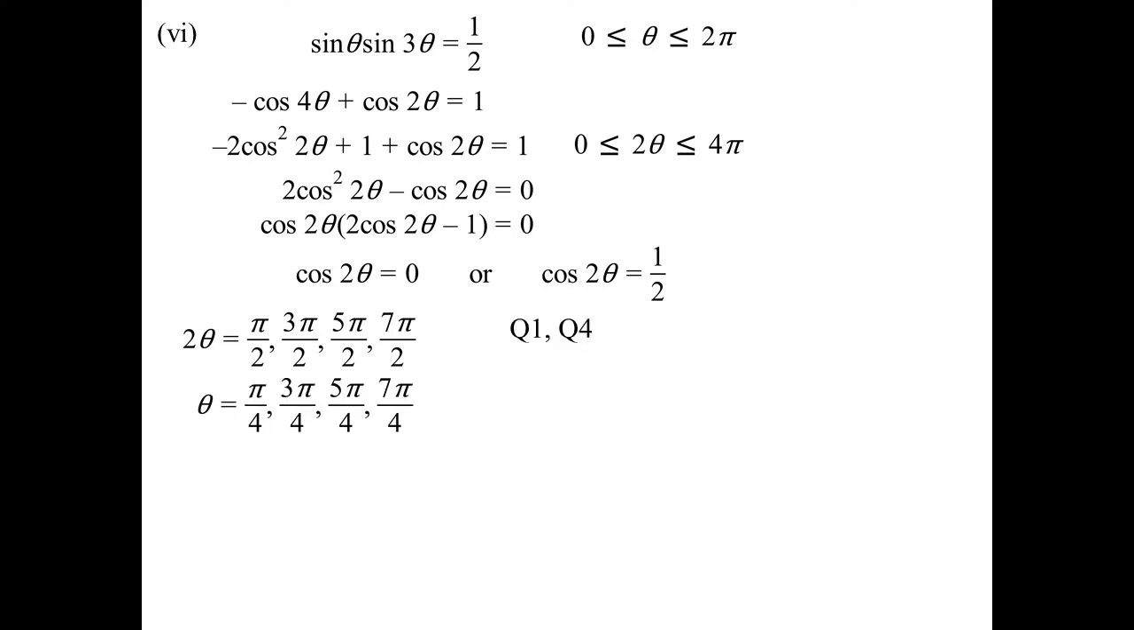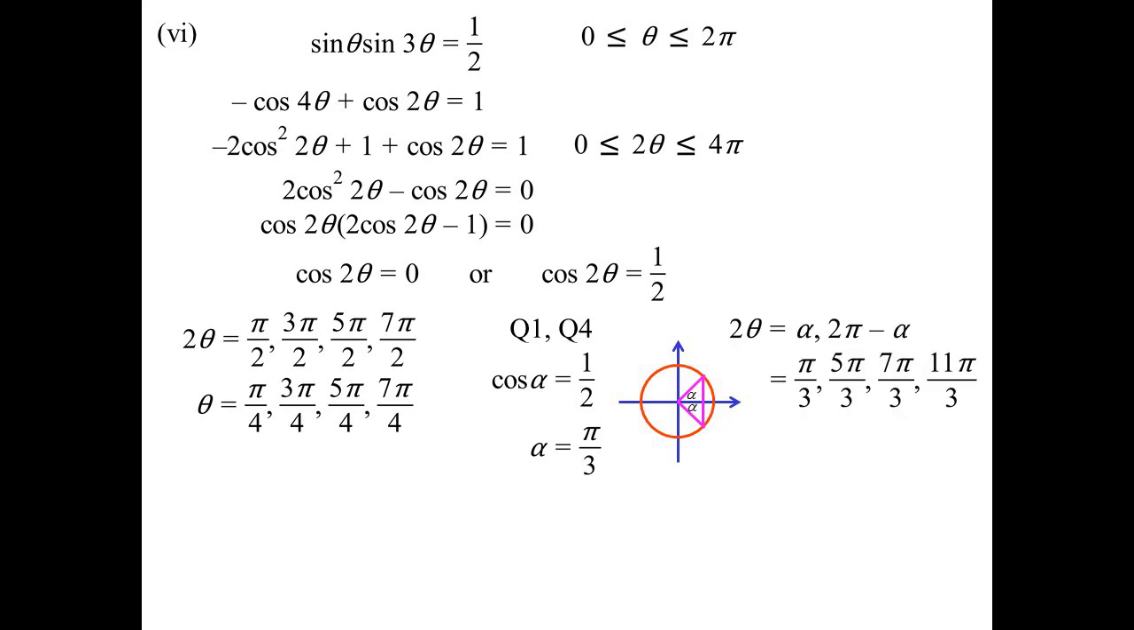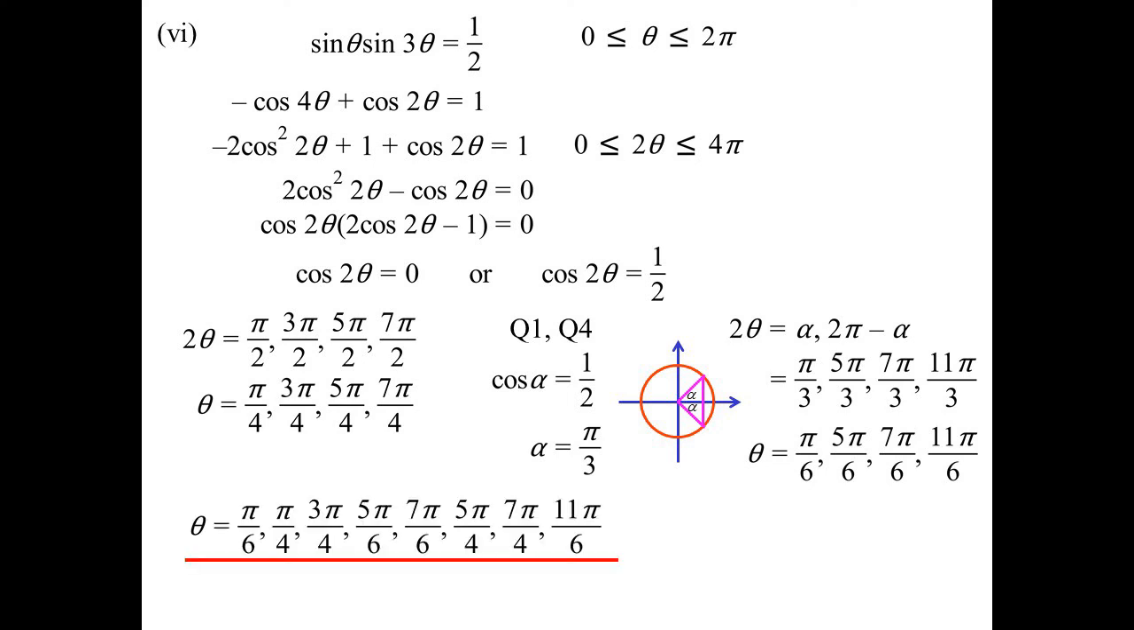Okay, cos 2 theta is a half. I'm in the first or the fourth quadrant. The acute angle is pi on 3. So we end up with, again, 4 solutions because we have the pi on 3 and the 5 pi on 3 going around twice. So I add 2 pi to all the answers. Divide those by 2. Then combine them all together.